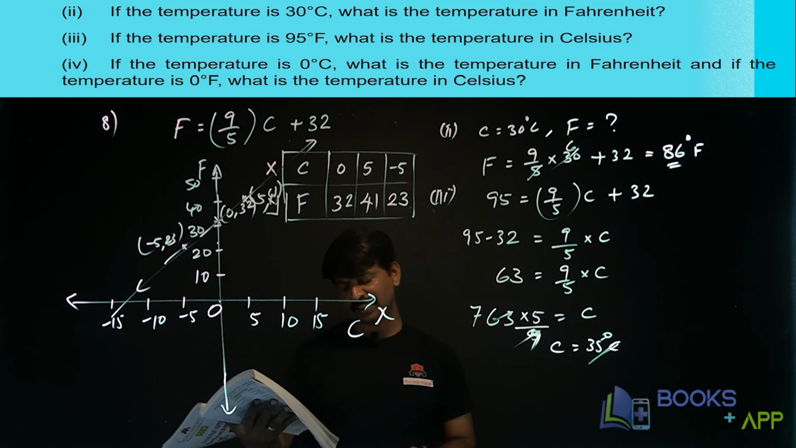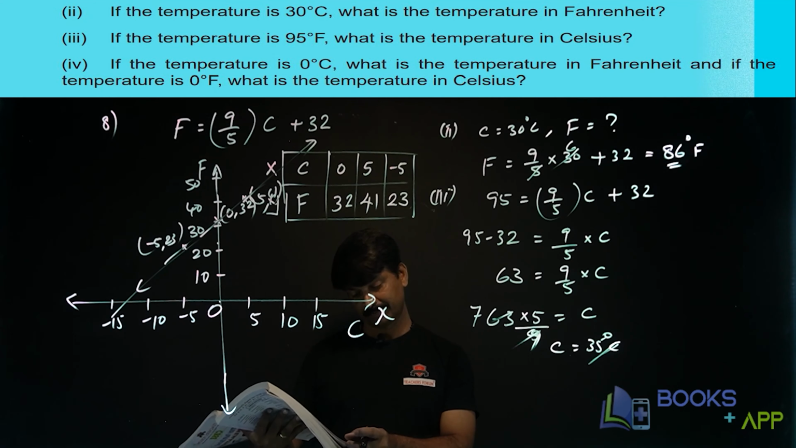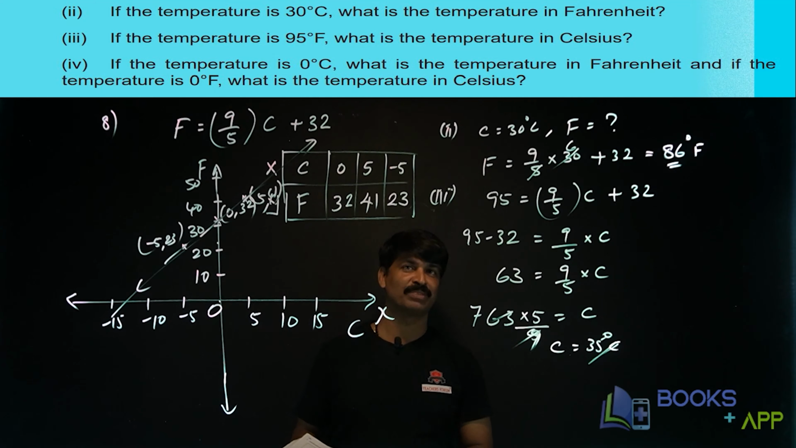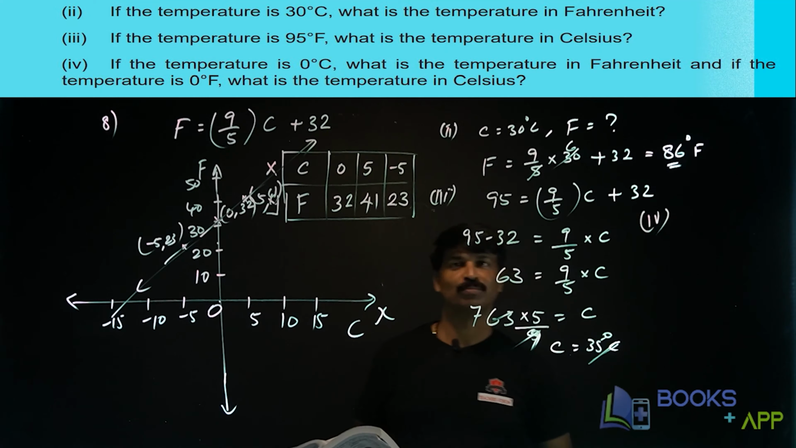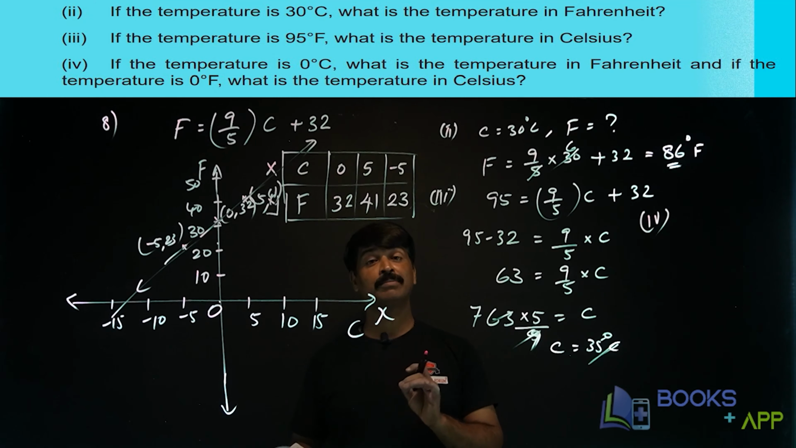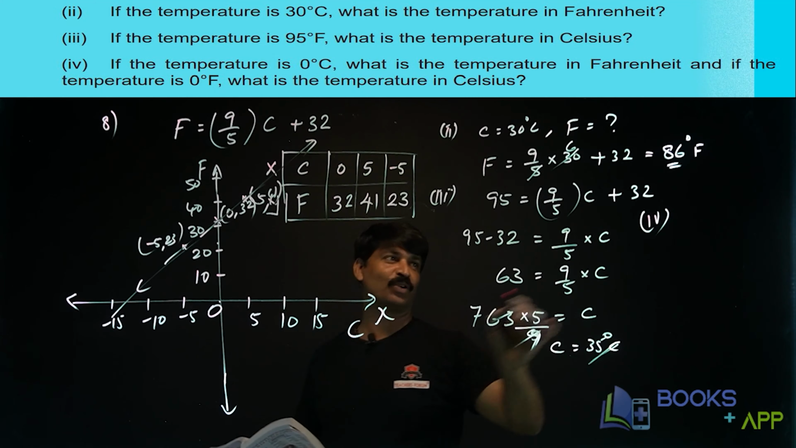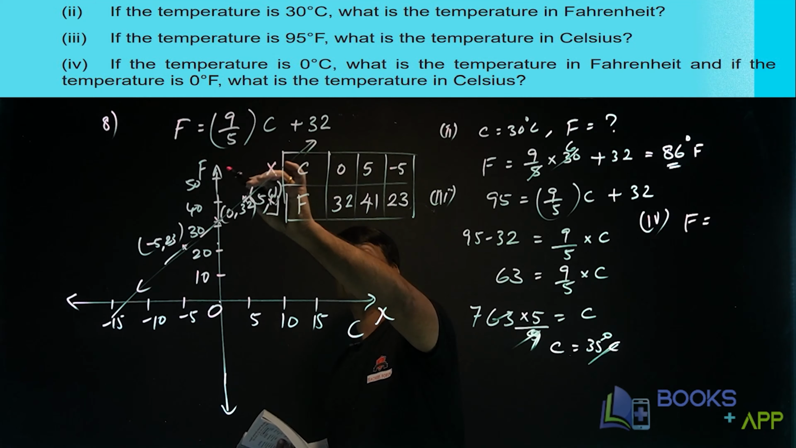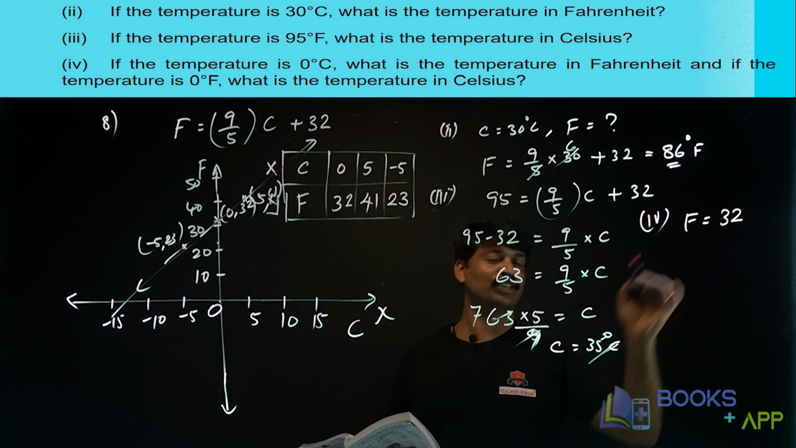If the temperature is 0 degrees Celsius, what is the temperature in Fahrenheit? And if the temperature is 0 degrees Fahrenheit, what is the temperature in degrees Celsius? Okay, very simple. If the temperature is 0 degrees Celsius, you should put C as 0. Then what will be the Fahrenheit reading, children? It will be 9 by 5 into 0, that is 0, plus 32. So the Fahrenheit reading will be 32.